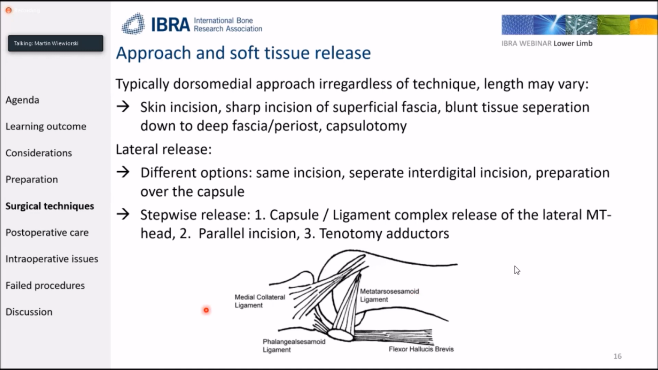I can do a parallel incision of the capsule. And if this is still not sufficient, I can still go and do a tenotomy of the tendons, of the adductor tendons.